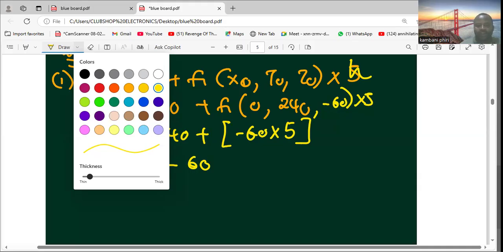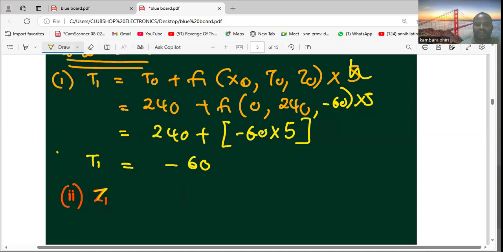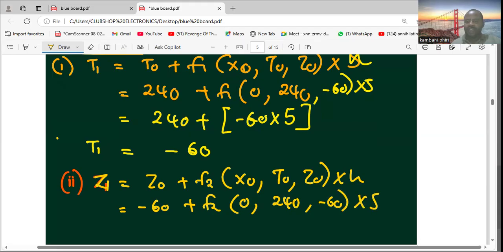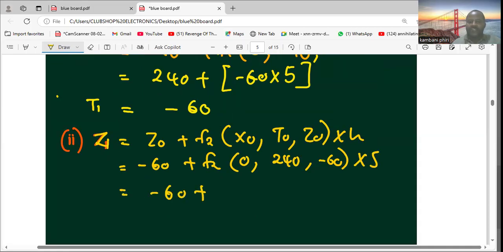We go to the second equation, Z1. So Z1 is equal to, same process, Z naught plus F2 X naught, T naught, Z naught times the height. Not necessarily the height, but the step size. All right. So in this case, what is our Z naught? Our Z naught is negative 60 plus F2 X naught. We are still at I is equal to 0. So X naught is 0. This is 240 as in the case above. Then negative 60 multiplied by 5. So we know that this will be negative 60 plus Z times the step size. So negative 60 times 5.